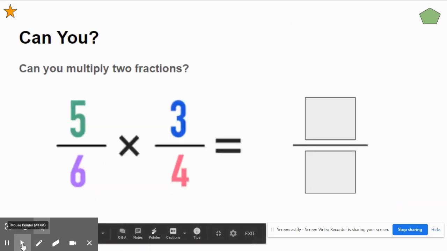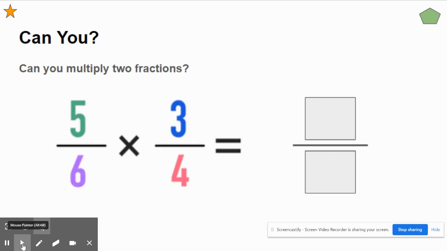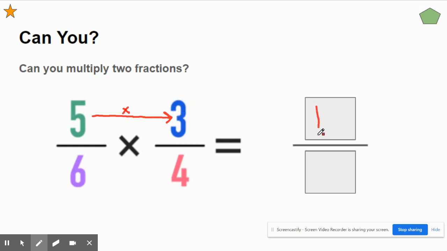All right, y'all remember how excited I was about this, right? Multiplying fractions is so easy because all you have to do is multiply across, okay? 5 times 3 equals 15. And 6 times 4 equals 24. And that's it. Multiplying fractions is so easy.